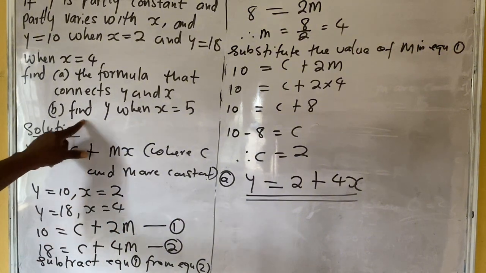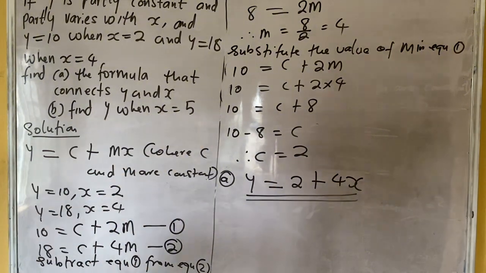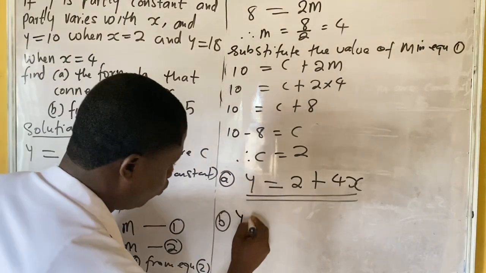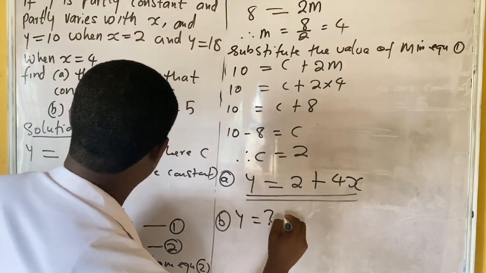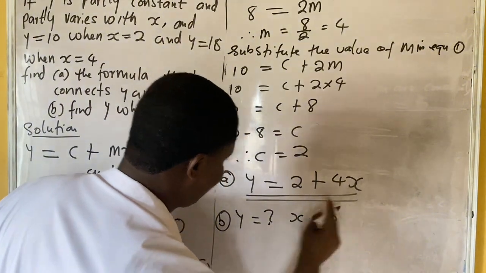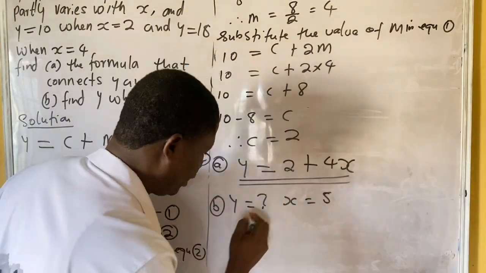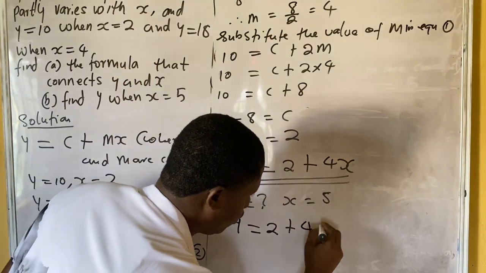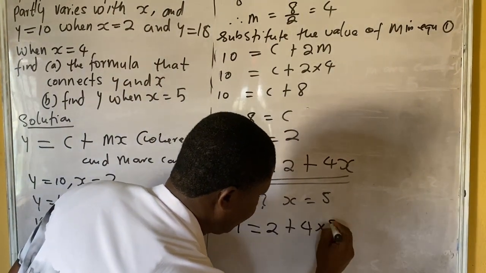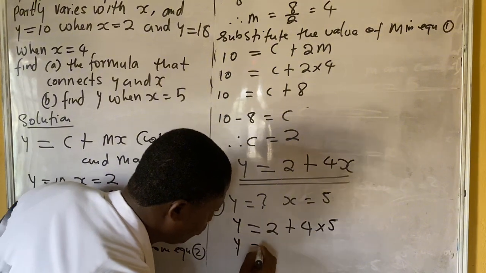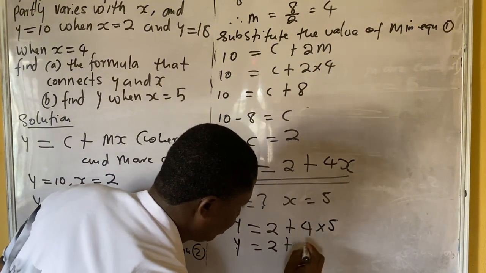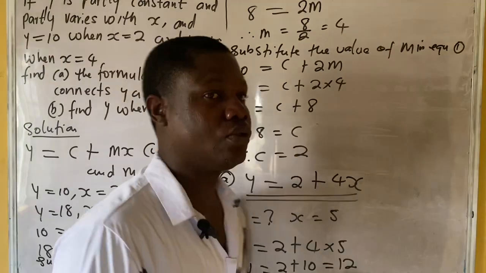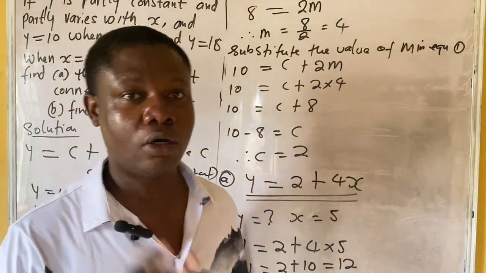The B part says find y when x is 5. So we have find y, so y is unknown, when x is equals to 5. From the formula that connects y and x, our y will be equals to 2 plus 4 times x, which is 5. So our y will be equals to 2 plus 4 times 5, which is 20. So this will give us 22. So this is how to solve problems under partial variation.